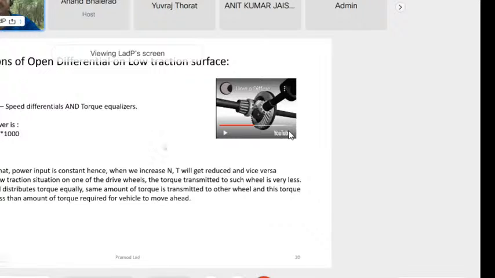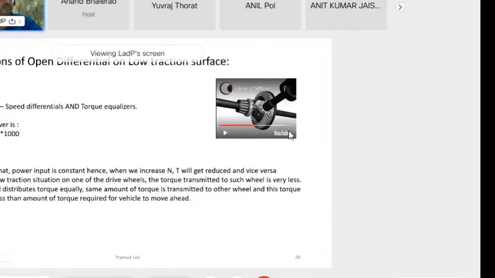Now what happens if you have one wheel which is on a slippery road? That means the traction is less, meaning the amount of effort required to move the tire over the surface, that is the traction, right? So the traction on, say, an icy surface is less as compared to, say, a normal tar road surface. So what will happen? The torque will follow the least resistance path, and that is why the wheel will start slipping.